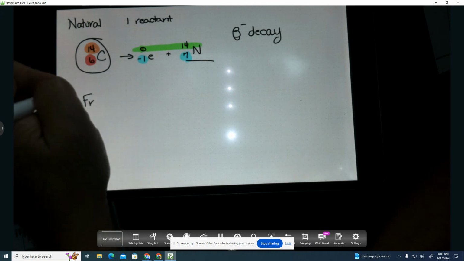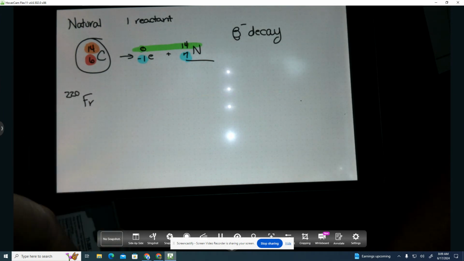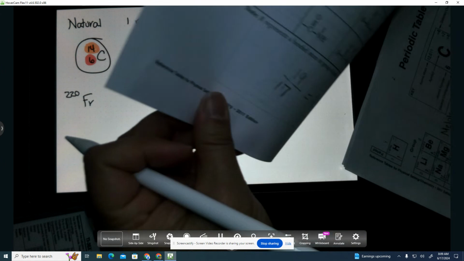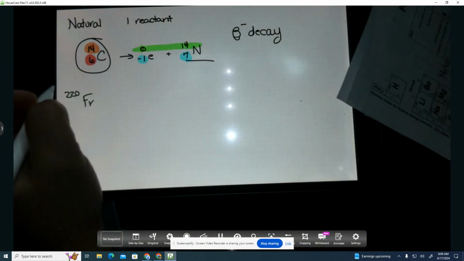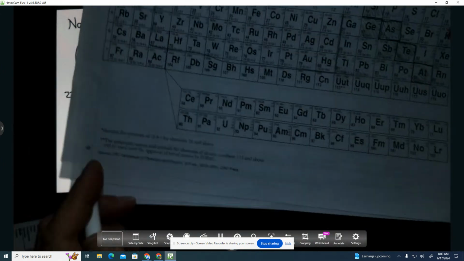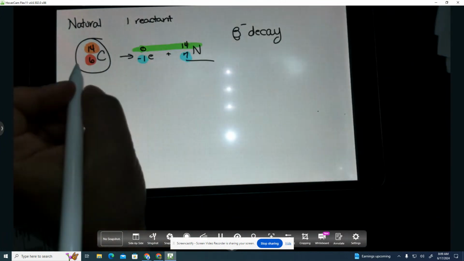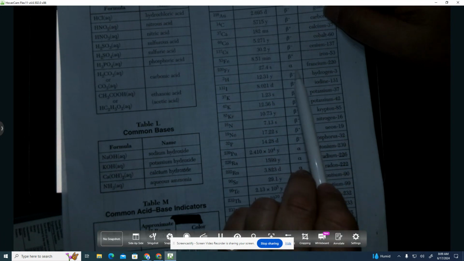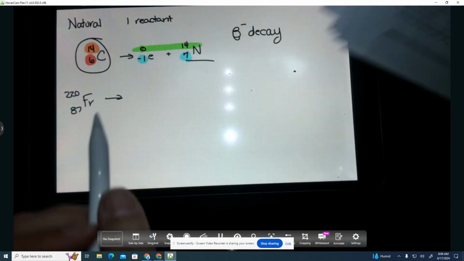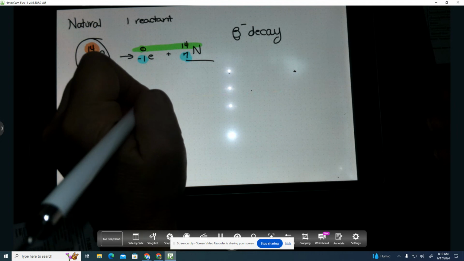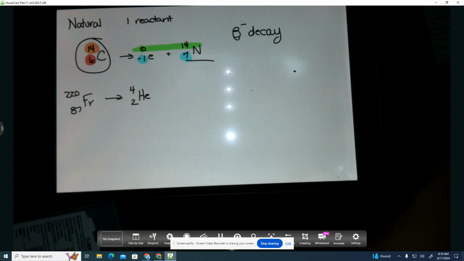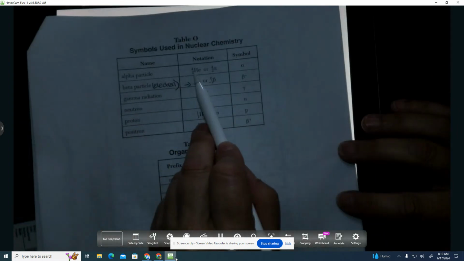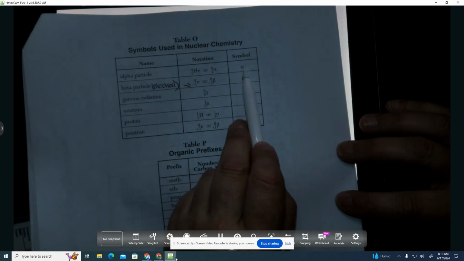You can do francium-220. Francium is atomic number 87. We look at table N. Francium-220 is going to give us, where is it? An alpha particle. So that's going to be alpha decay. An alpha particle is a helium nucleus. I'm getting that from table O. Alpha decay. See the symbol?